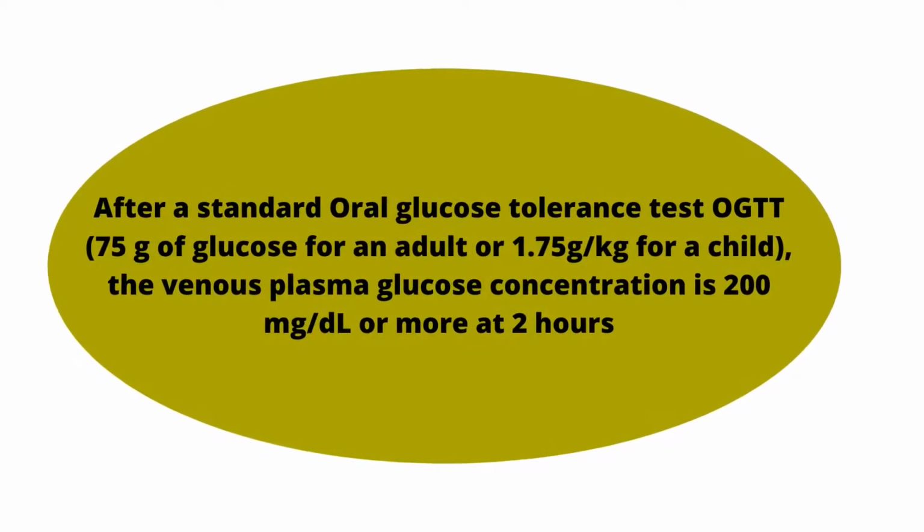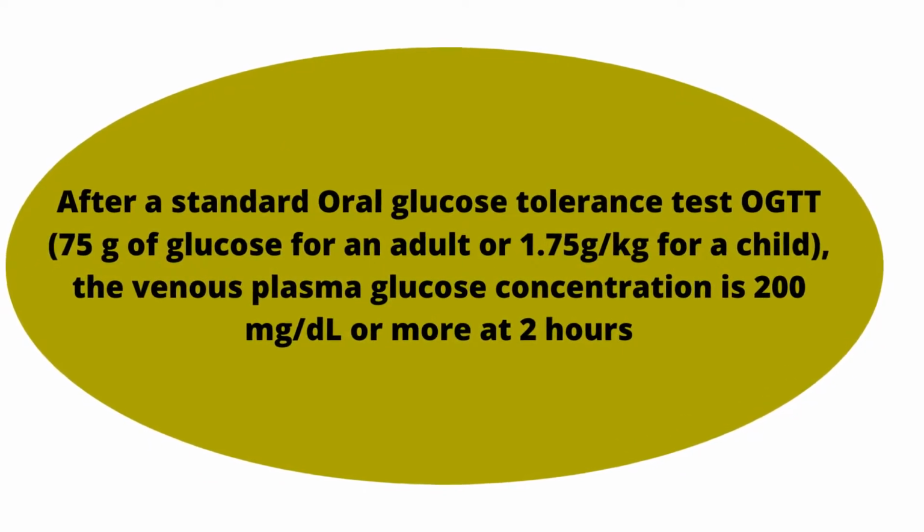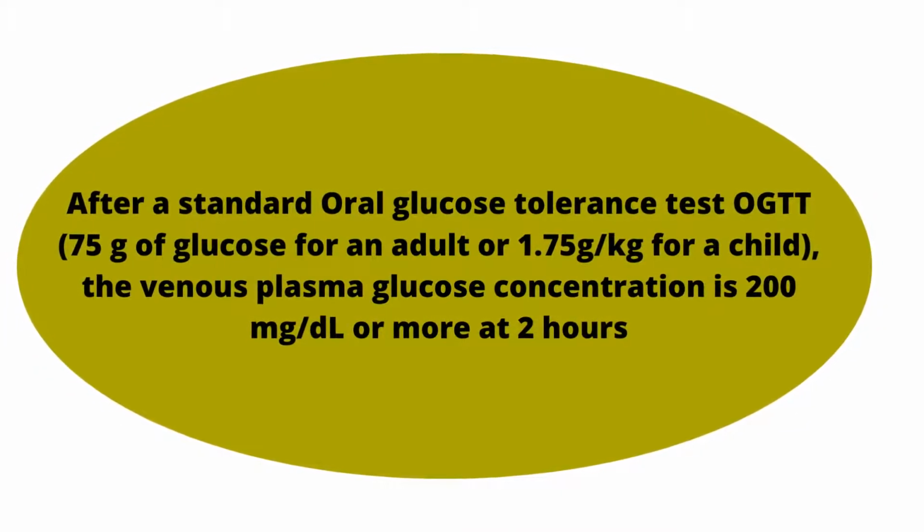Criteria 4 is when after a standard oral glucose tolerance test, OGTT, 75 grams of glucose for an adult, or 1.75 grams per kilogram for a child, the venous plasma glucose concentration is 200 mg per deciliter or more at 2 hours.